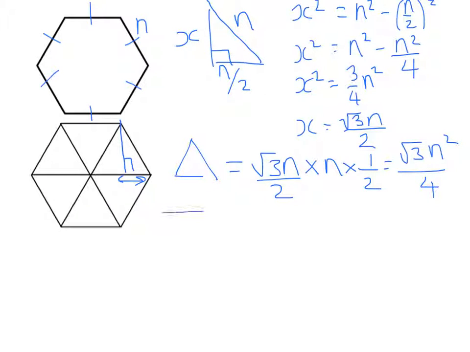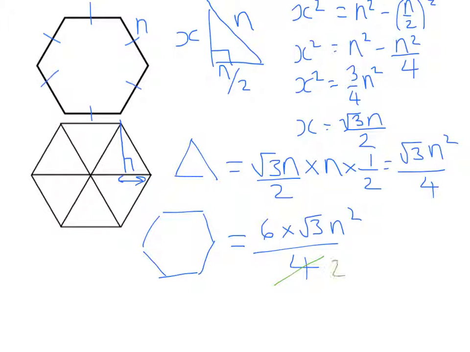The whole hexagon is 6 of these triangles. So 6 of them, 6 times root 3 n squared over 4. Then we can do a little bit of cancelling. So the general formula for the area of any regular hexagon with sides n is 3 root 3 n squared over 2.